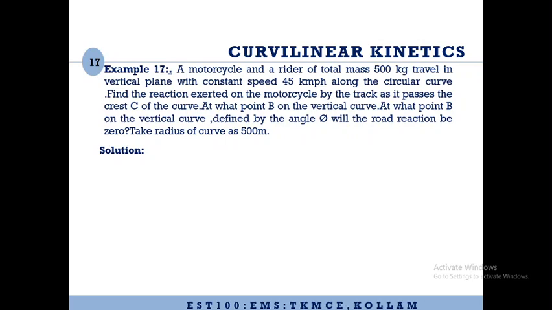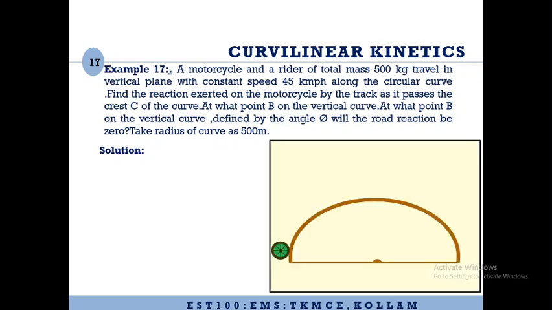Second, we have to find at what point of the vertical curve the reaction from the road will be 0. The radius of the curve is 500 meter. So let this be the vertical curve and let this be the tire of the motorcycle, symbolizing the whole motorcycle. The motorcycle is moving up a curved path and it reaches the crest.